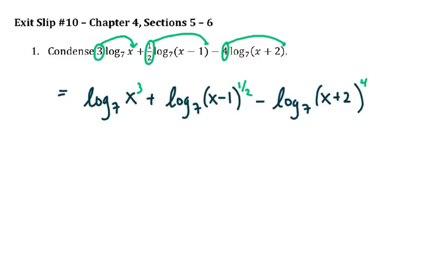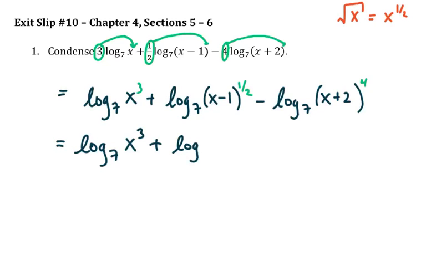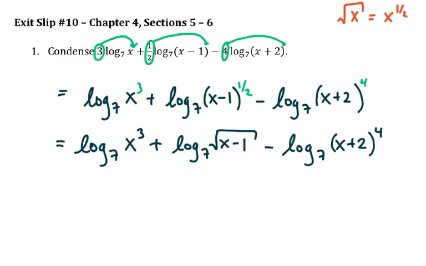At this point, one other thing you may do that you'll often see done in textbooks is the power of 1/2 on my middle logarithm is the same as square rooting. So remember, for example, if I said the square root of x, that's the same as x to the power of 1/2. So with that in mind, I'm just going to go ahead and take one more step of rewriting this as log base 7 of x cubed plus log base 7 of the square root of x minus 1. That's a little bit more common way you might see x minus 1 to the 1/2 written. And then still minus log base 7 of x plus 2 to the power of 4.